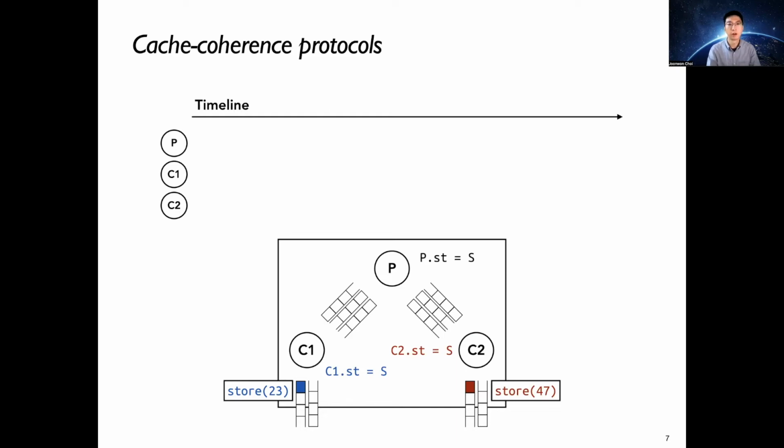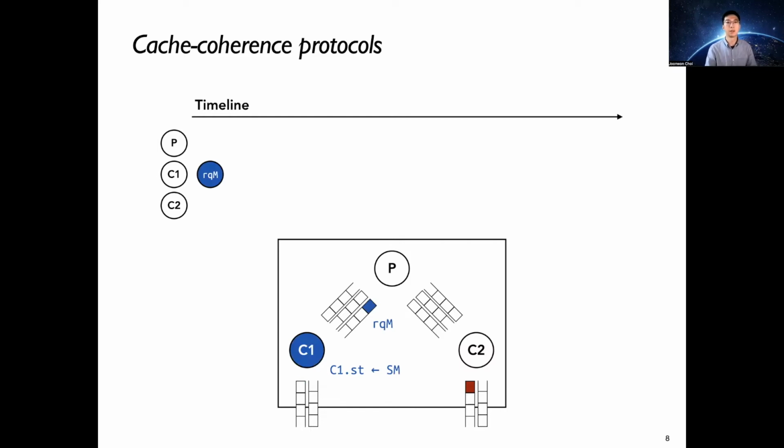Now I'd like to provide an example to explain why designing a cache coherence protocol is hard. In this example, we have three caches, a parent P and two children C1 and C2, where the line statuses are all S. Suppose a scenario. The system wants to deal with two store requests, one to C1 and the other to C2.